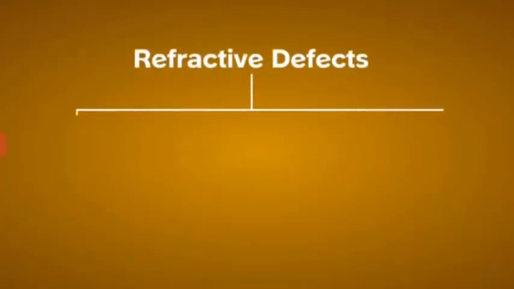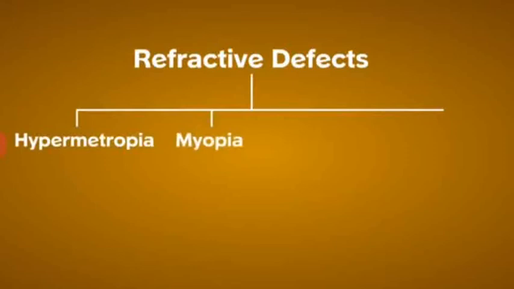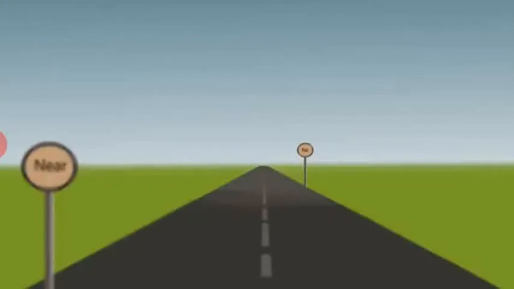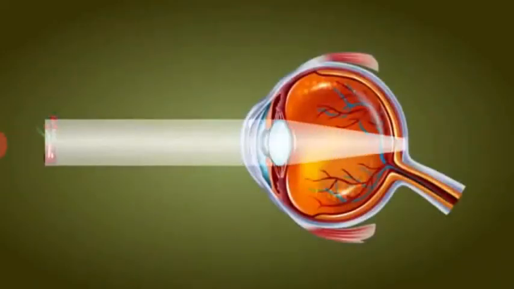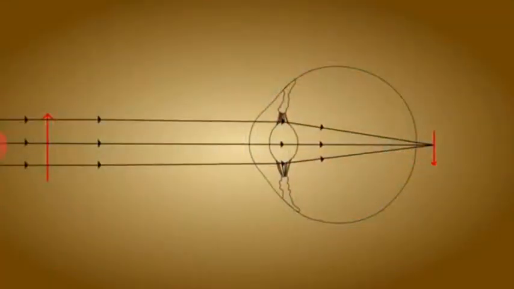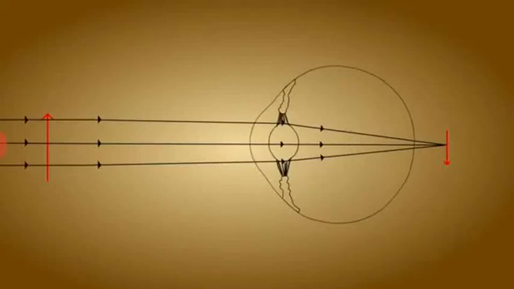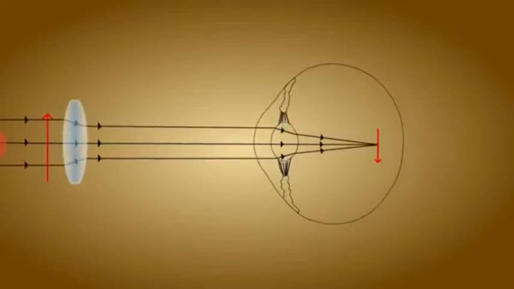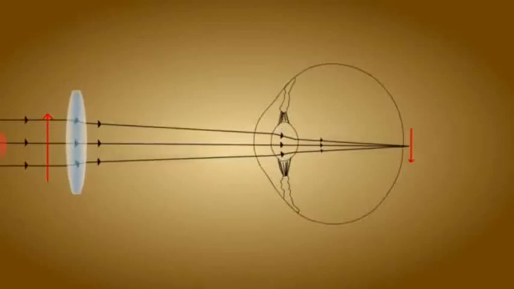There are 4 common refractive defects of vision that we shall look at and see how they can be corrected. The first defect we look at is hypermetropia, also known as far or long-sightedness, in which nearby objects cannot be seen clearly as the image is formed behind the retina. This is due to the increase in focal length of the lens and decrease in the length of the eyeball. This defect can be corrected using convex lens of suitable focal length.